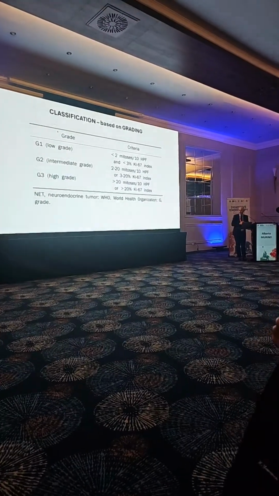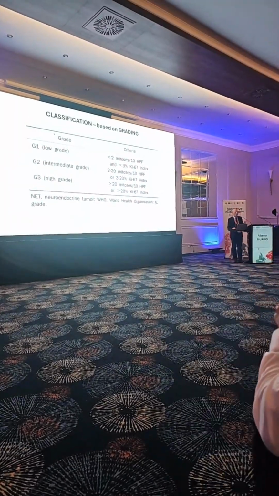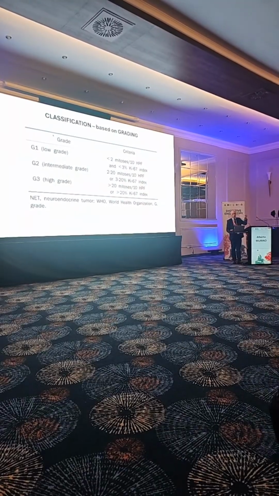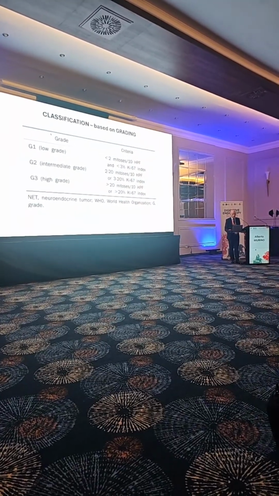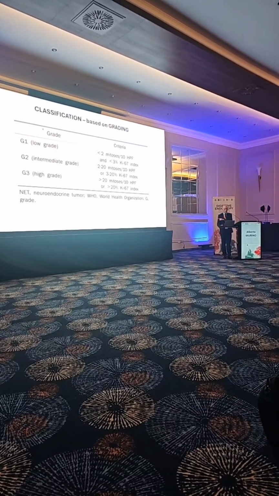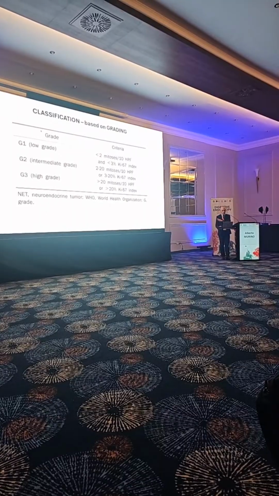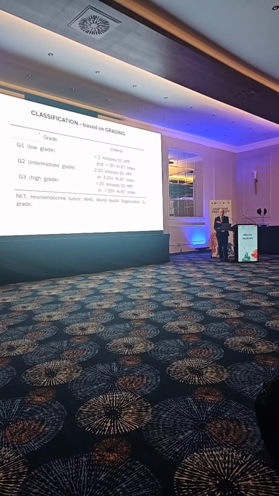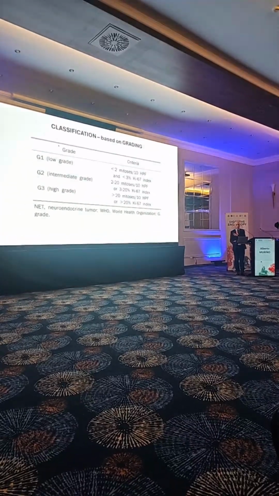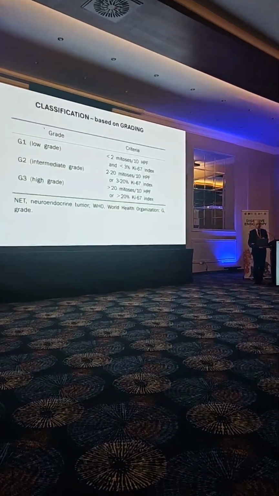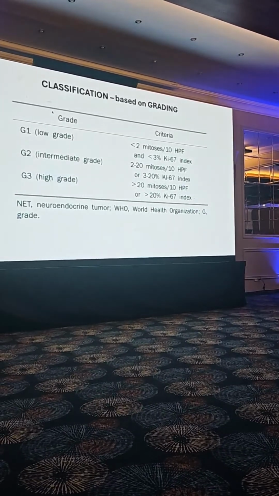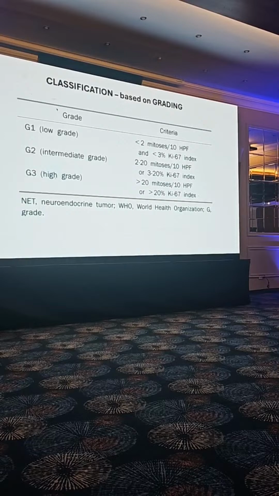Go through the GI NET, but I want you to focus on a few take-home messages for every type of gastrointestinal NET. So this is the classification: G1, G2, G3. G1 is low grade, so the Ki67 index is less than 3%. G2 is intermediate, so Ki67 is 3 to 20. And the high grade is G3, when the Ki67 index is more than 20%, meaning that there are more than 20 mitoses.